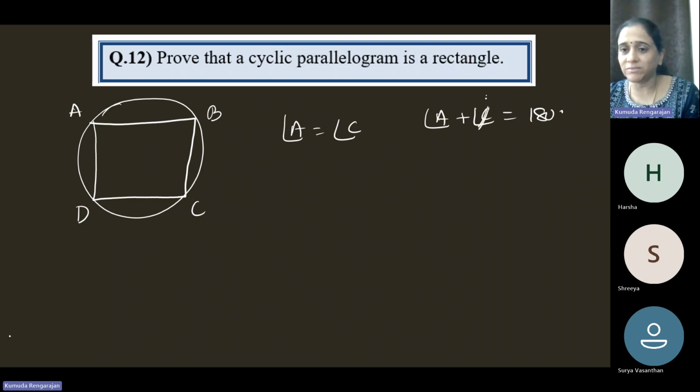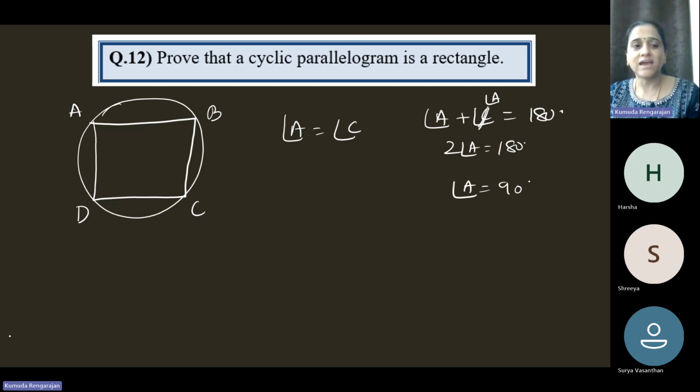A plus C is 180, A is equal to C. So you can take out this and make it A. So twice angle A is equal to 180. Angle A is equal to 90. So it's a rectangle. You can even write angle B is equal to angle D. Why is angle B equal to angle D? In a parallelogram, opposite angles are equal.